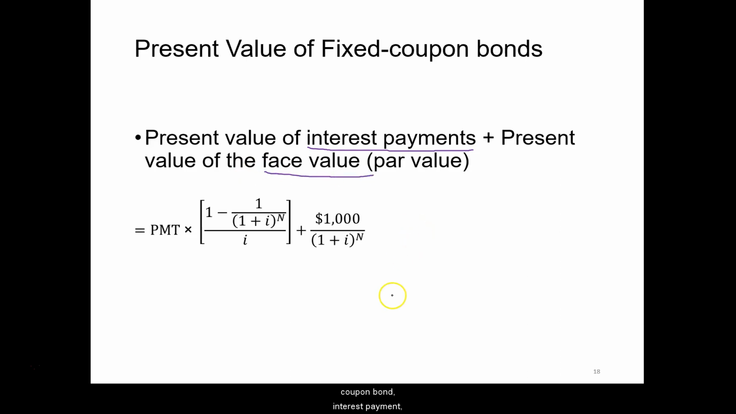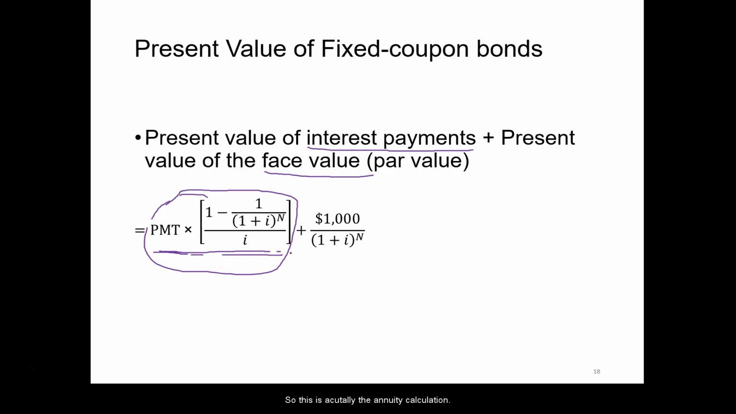Now it's just for the zero coupon bond, the interest payment, this whole part will be 0. And now for the fixed coupon bonds, or say for bonds that do have a fixed amount of coupon payments, we have this part and they are not 0. So all those coupon payment amounts are the same every year or every 6 months, then we have an annuity here. So this is actually the annuity present value calculation.